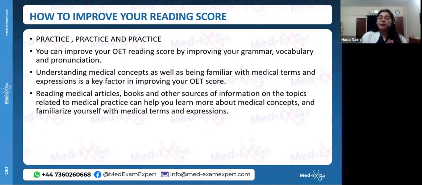Okay, so the key to improving your reading score would be to practice. The more you practice, the more fluent you are in your reading, the faster you read, the better your score will be. And then how can you improve your score?